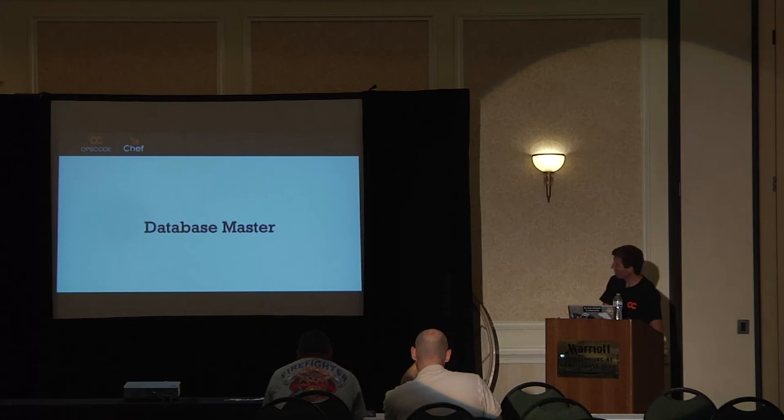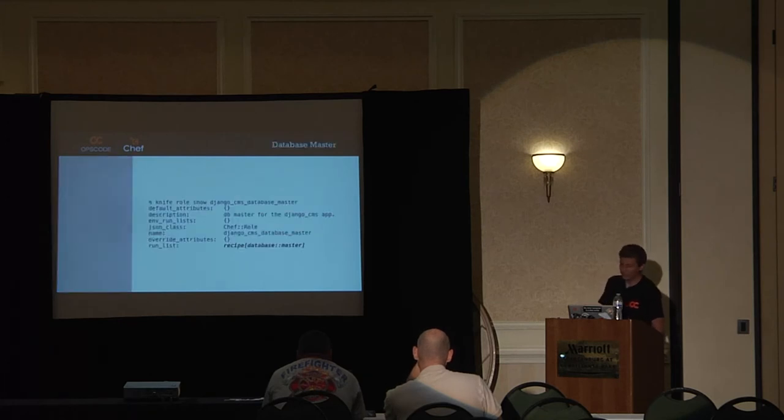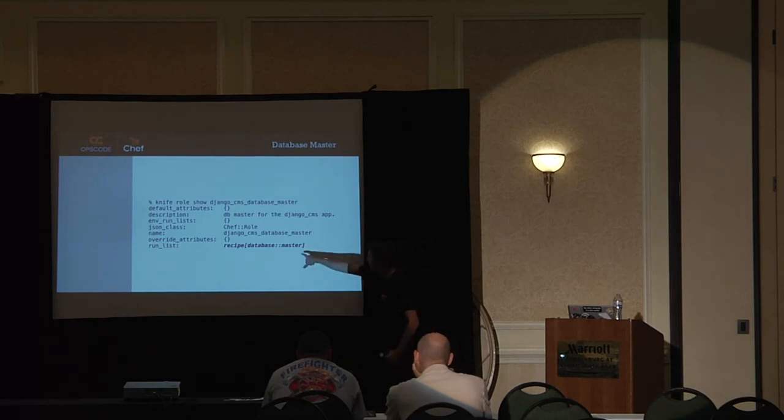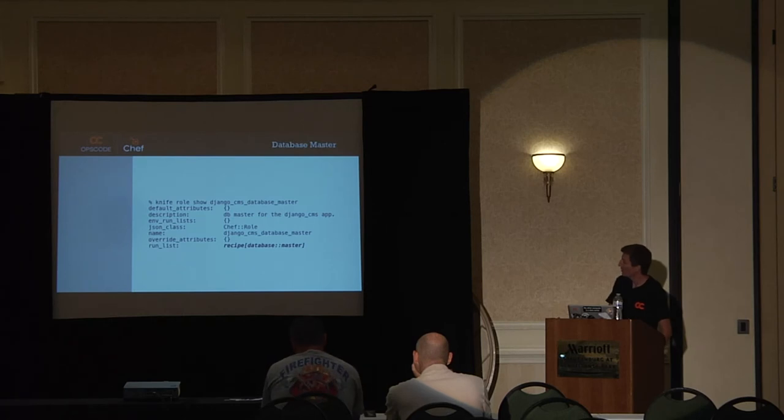So the first item we'll bring up is our database master. Take a look at the role we're going to apply to that. Again, this is the output if I were to use Knife and run this command. The main thing we want to look at here is the run list. All this node has in its run list is database master. So it's the database cookbook and the master recipe within that cookbook.